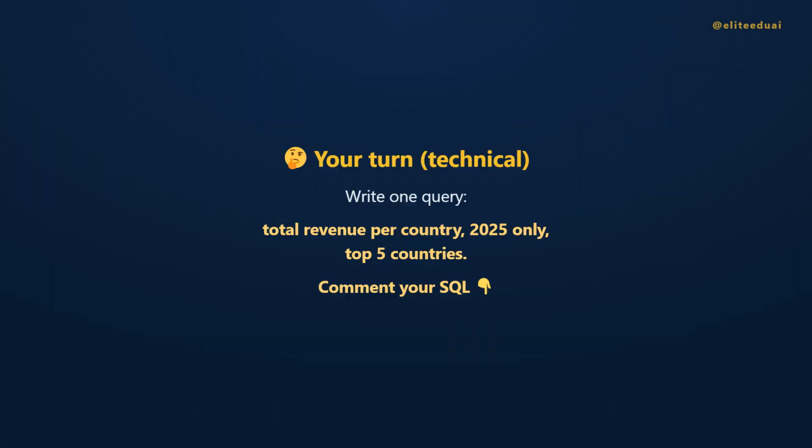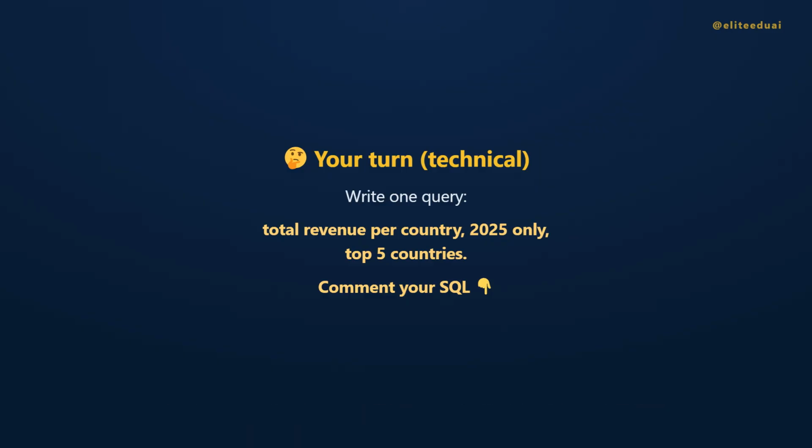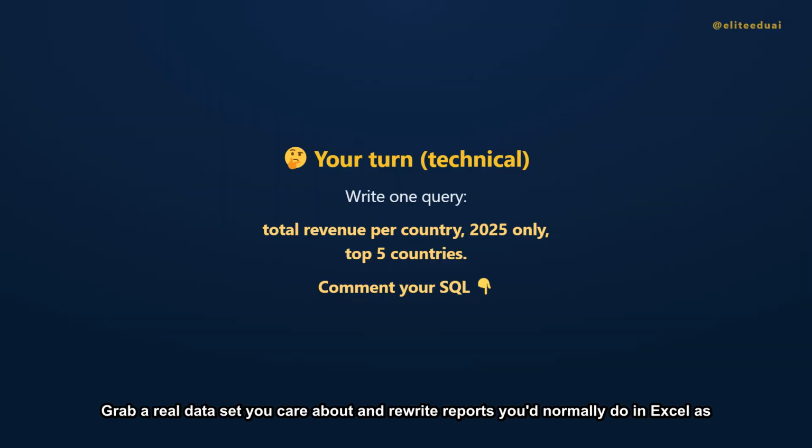Technical challenge. Write a single query that returns total revenue per country, for the year 2025 only, showing just the top 5 countries. You'll need WHERE, GROUP BY, ORDER BY, and LIMIT together. Comment your SQL below.